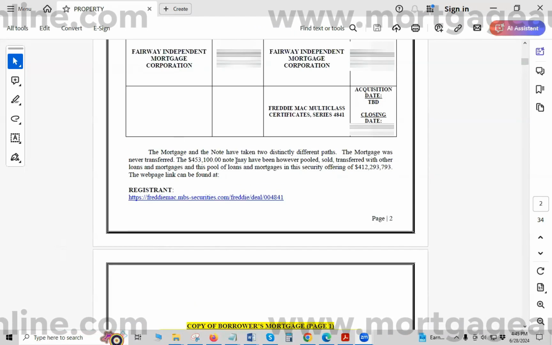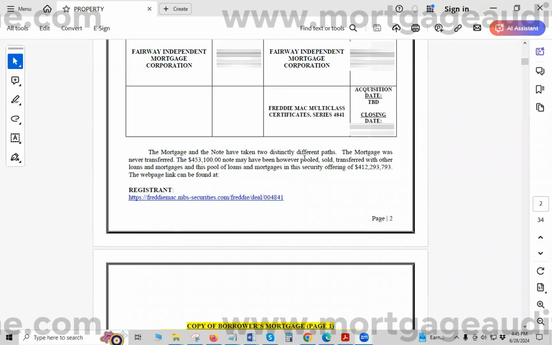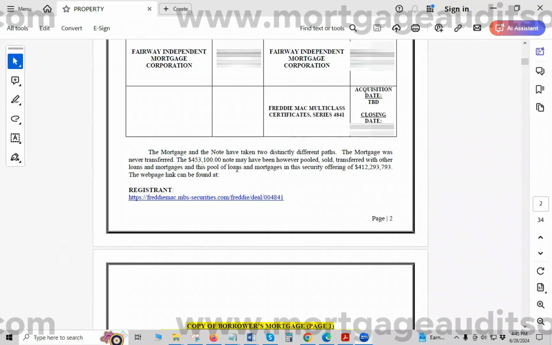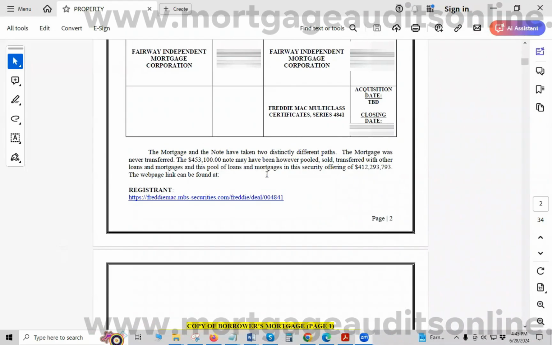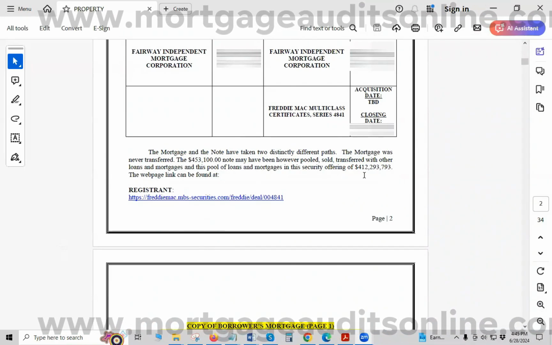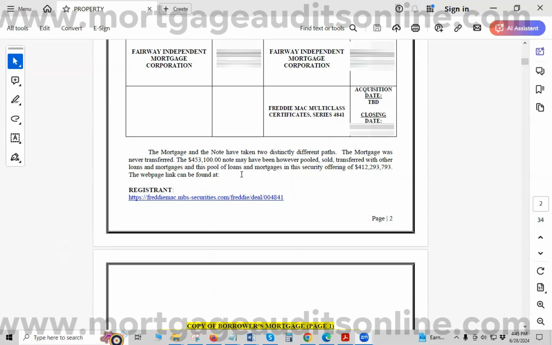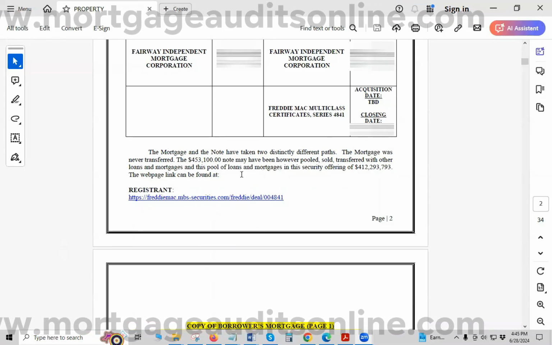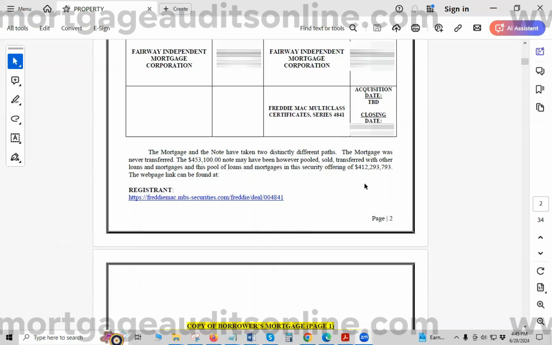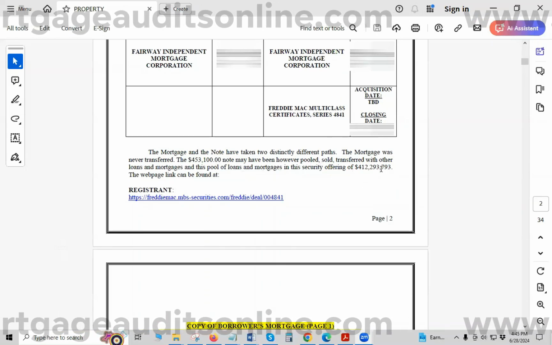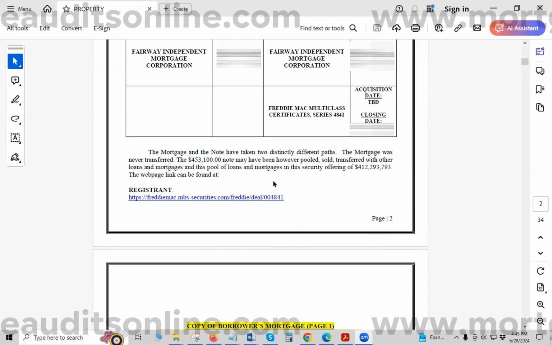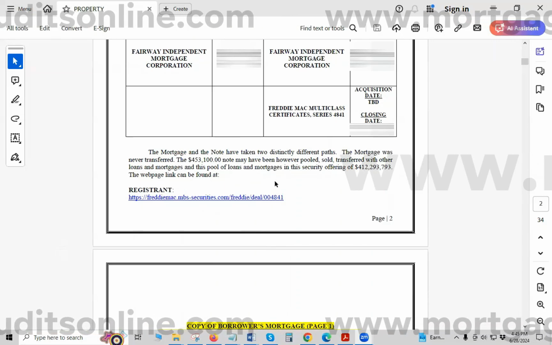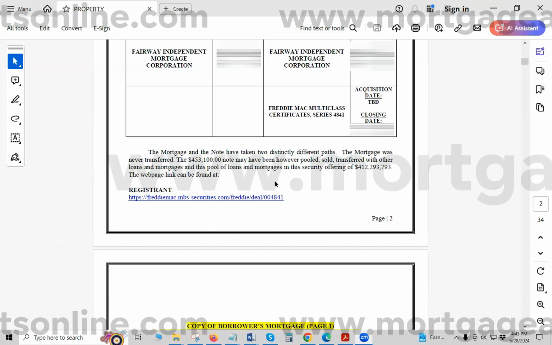And it says here that the mortgage and the note have taken two distinctly different paths. The mortgage was never transferred. The balance lists the loan balance. The note may have been, however, pooled, sold, or transferred with other loans and mortgages. And this pool of loans and mortgages and this security offering of this loan amount, it says here, this web link can be found here. So he's saying here that the note and the mortgage have taken two distinctly different paths, okay, and have been separated in a sense.